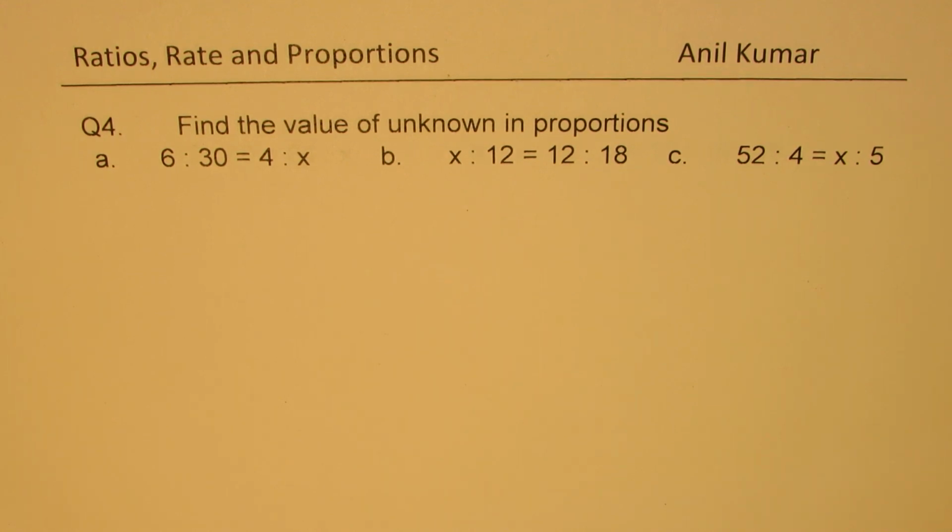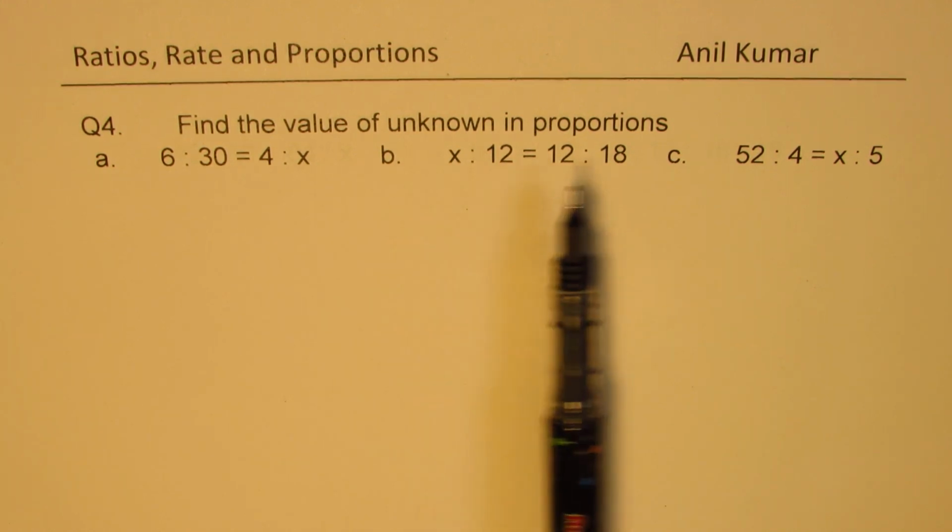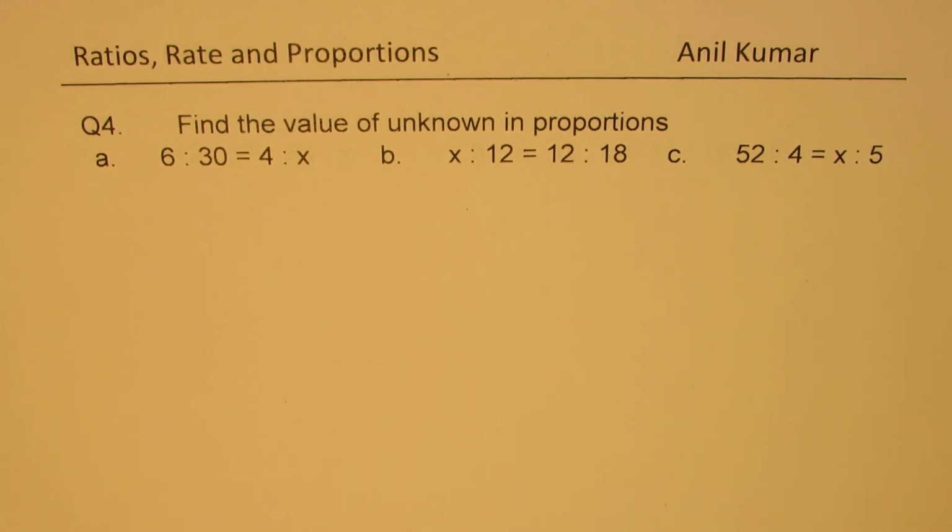Question number 4 is that we are given different ratios. Now, in these ratios, one value is missing, the x value, which you need to figure out. So you can use the concept of proportions, the equivalent ratios, and then find the value of x.